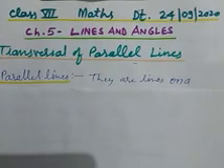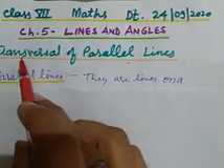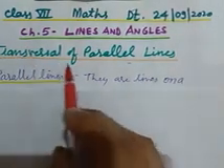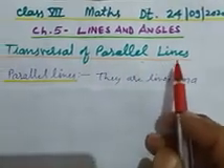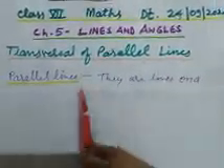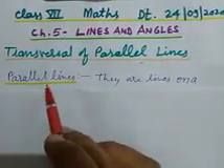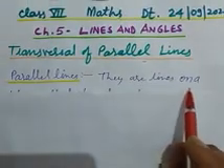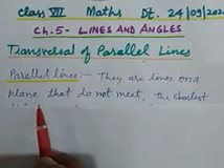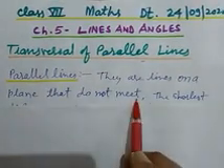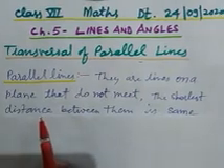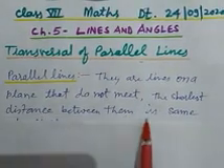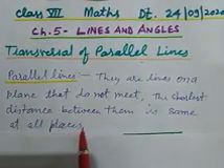Today we are continuing our chapter on lines and angles. Now we learn the transversal of parallel lines. Okay? First we learn what parallel lines are. They are lines on a plane that do not meet. The shortest distance between them is the same at all places.